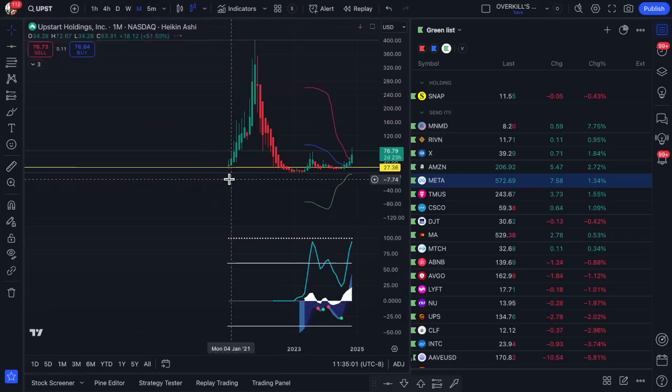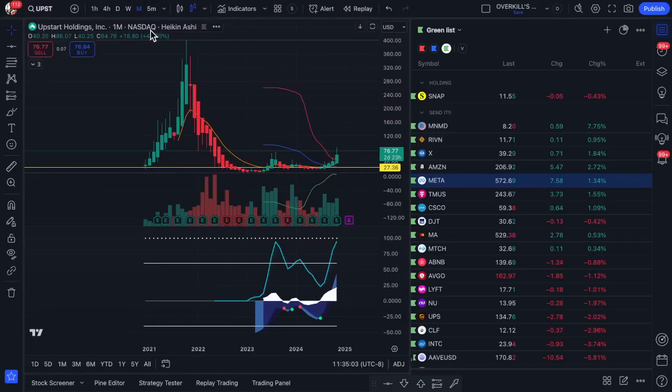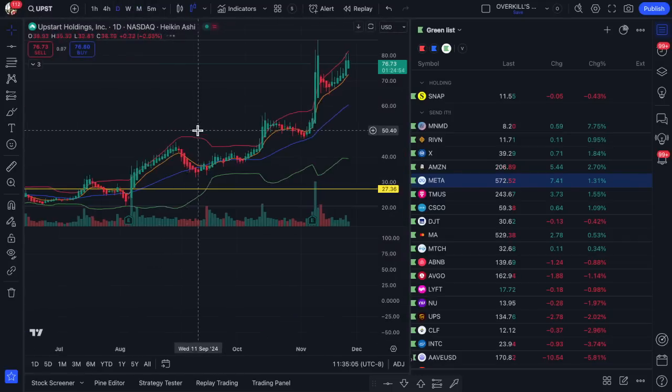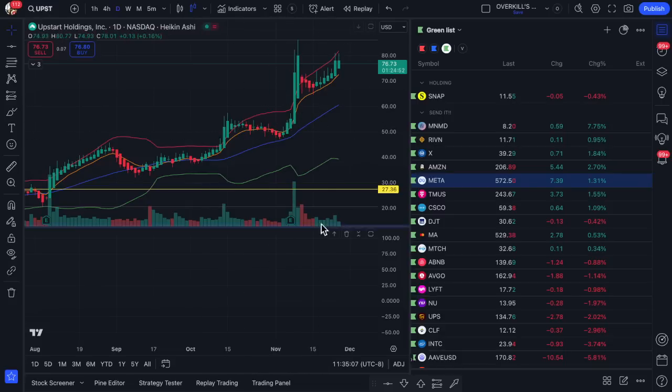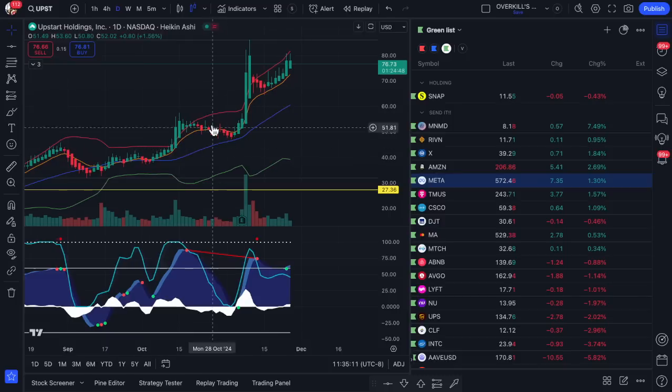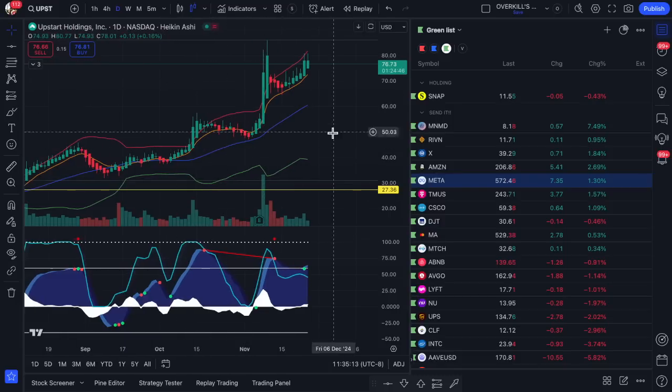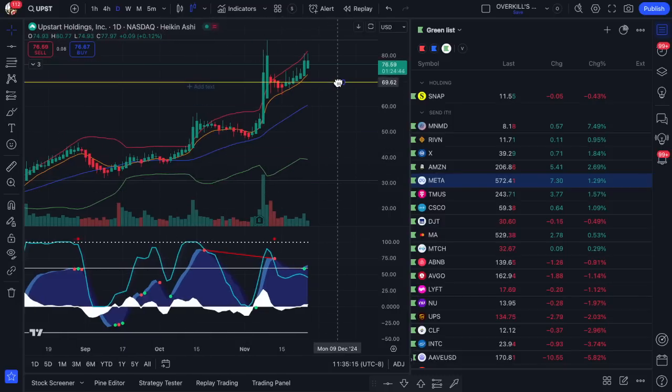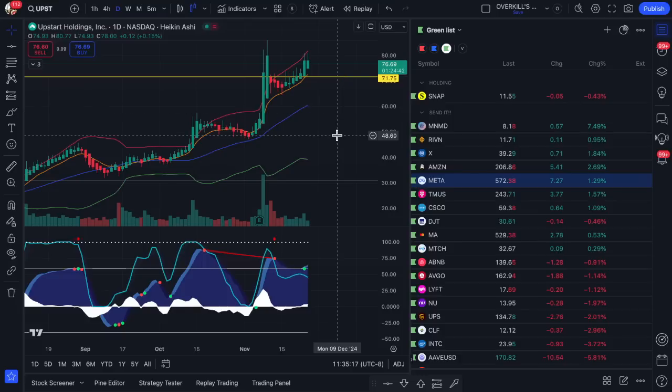UPST, Upstart Holdings. Monthly chart breaking out. Hey, good call out on this one. Good call out on the breakout here. Big strong move to the upside. Looks like they beat their earnings. They crushed their earnings, so they are making money. And we are just grinding up right now. So you want to put the stop loss. I put it right there at $71. Keep riding this thing out, but we're into our Bollinger Band red line. Not a bad place to maybe take some off the table.